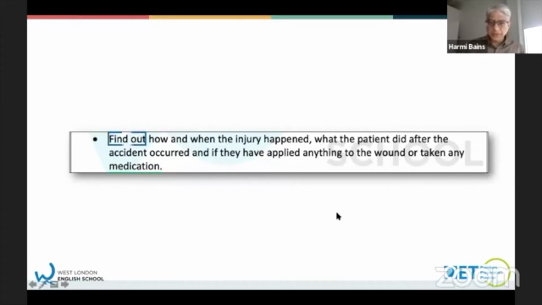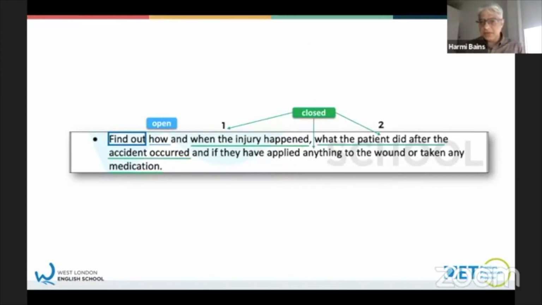Okay, so the task is find out. So this is information gathering from the criteria. You've got to collect information. You're going to find out. And questions are important. We've got an open question here, and then if you look closely, there are 3 other questions. In fact, you've got to find out 4 bits of information.